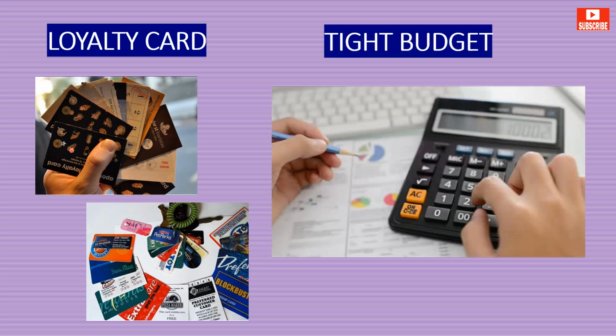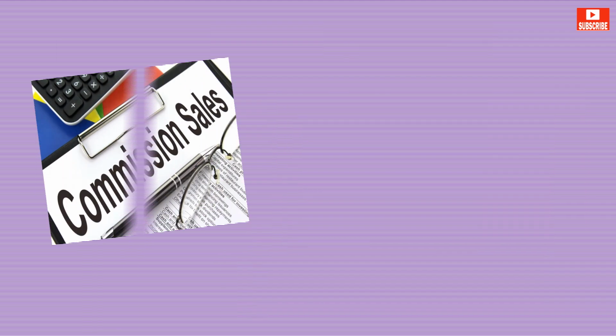Tight budget is to have a limited amount of money to spend. So that's when we say, I have a tight budget this month. Commission sales, to pay someone in relation to the amount they sell. Like the commission agents or the salesmen, if they try to sell a product door to door, then they will definitely get some commission out of it.